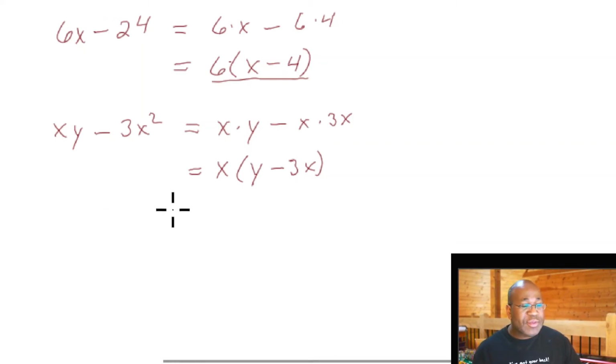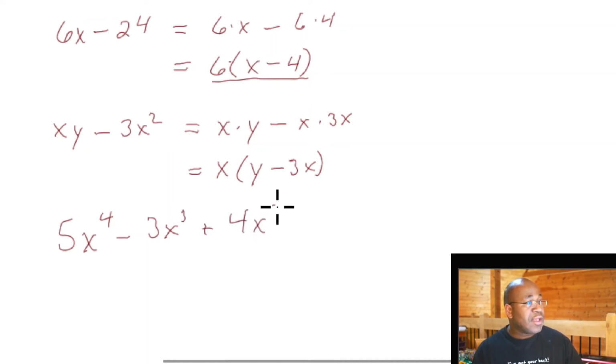Now, we have to be careful when it comes to factoring out variable factors. What if we have a case where we have a variable factor that's raised to different powers? So for instance, 5x to the fourth power minus 3x cubed plus 4x squared.